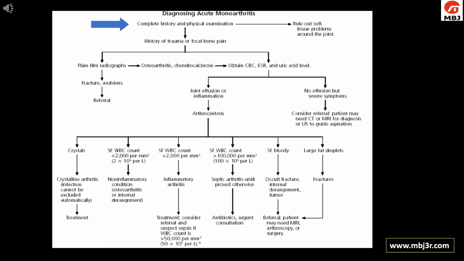This is the diagnostic approach to acute monoarthritis. First, you have to take a complete history and physical examination, then rule out the soft tissue problems around the joint, then take a proper history about pain, fever, and other things, and do appropriate investigations like imaging and blood tests.